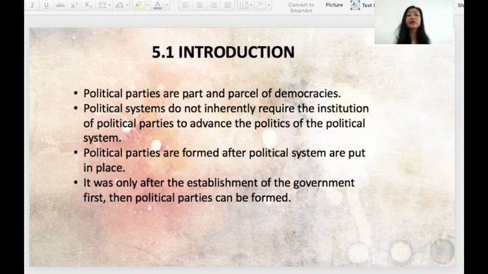Political systems do not inherently require the institution of political parties to advance the politics of the political system. However, yeah guys, still, political parties are seen important in the implementation of the executive and administration of a government. Political parties are formed after political system are put in place. It was only after the establishment of the government first then political parties can be formed. So there are rules, yeah? After the government has been established, then the political parties can be formed.